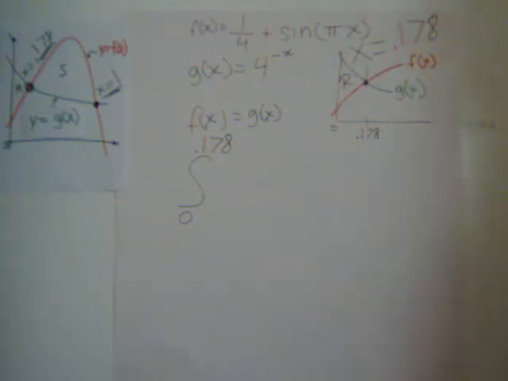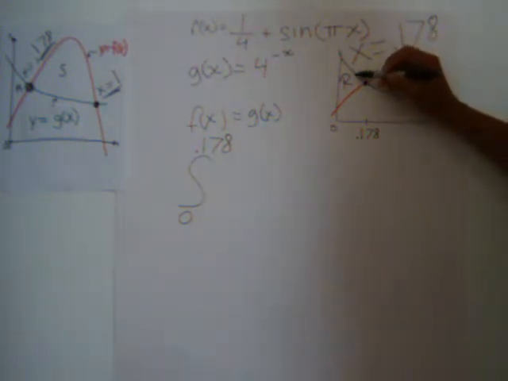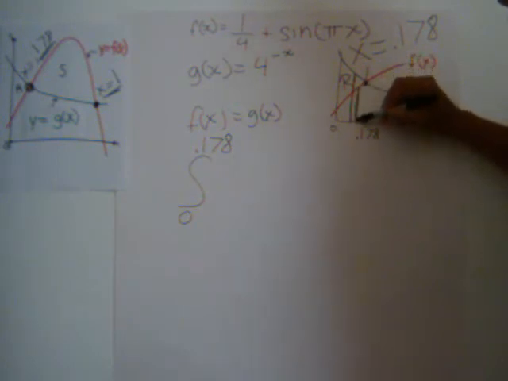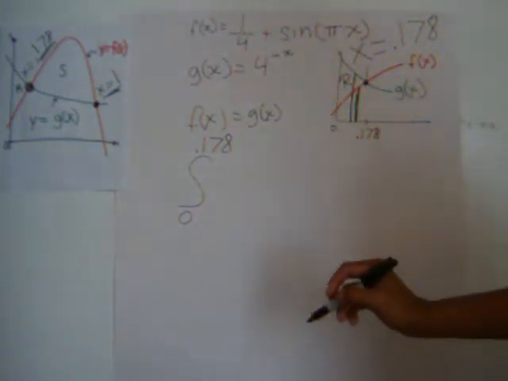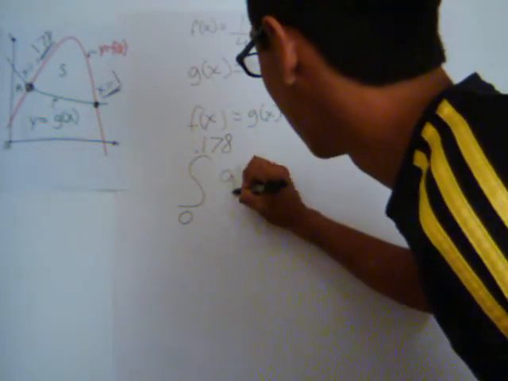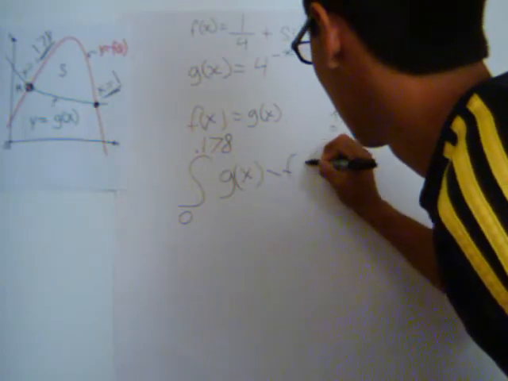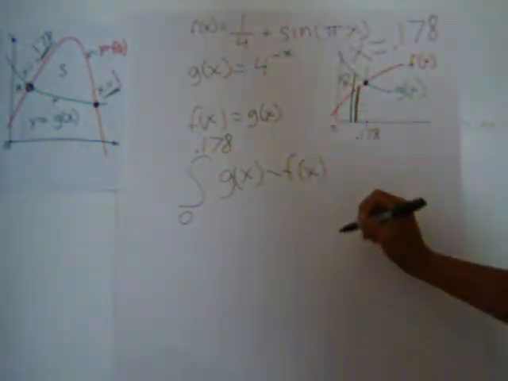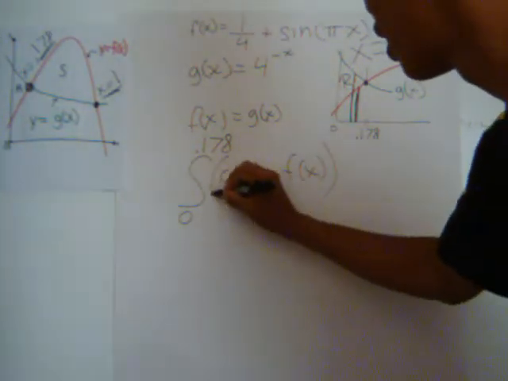When doing an integral problem, you have to do the upper function minus the lower function. So in this case, it happens to be g of x minus f of x. So you put that into your integral. Always remember to put parentheses around these and end it with dx.